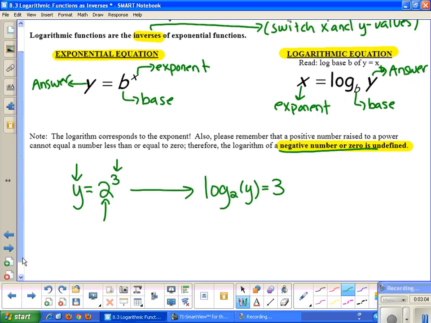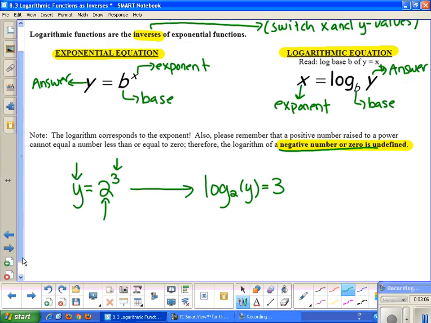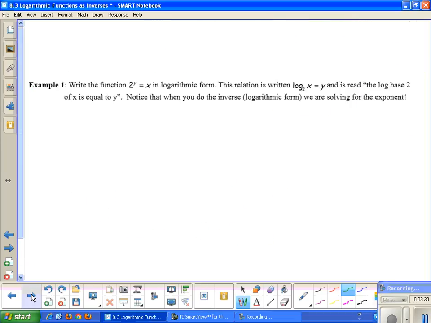So let's do another problem. Let's say instead of writing y, I could have written 16. So if I wrote 8, so 8 equals 2 to the third power. So that's the same thing that we had over here. The log base 2 of 8 equals 3. And that's how we solve for our solutions.